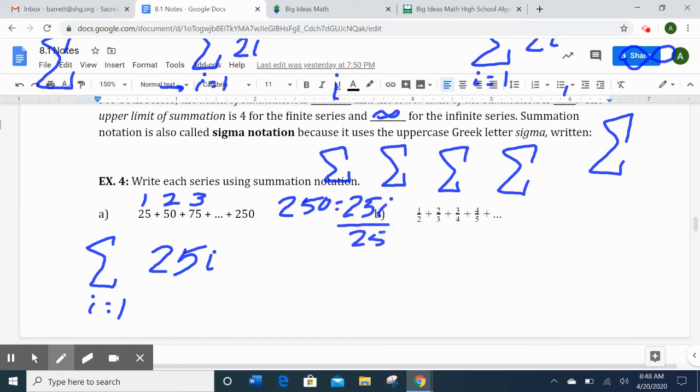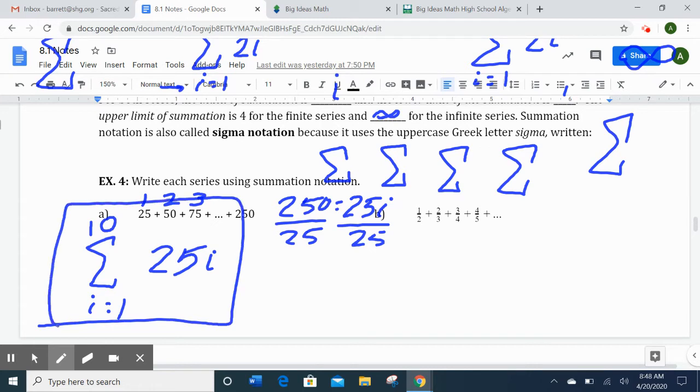How high up do they want you to go? Well, I can use some simple algebra here. 250 is the 10th term. So I want to go from the first term to the 10th term, and I want to add all those up. 25 plus 50 plus 75 plus 100 plus 125 plus 150, etc. But what they're asking you is to write the summation notation, which is what I have right there.